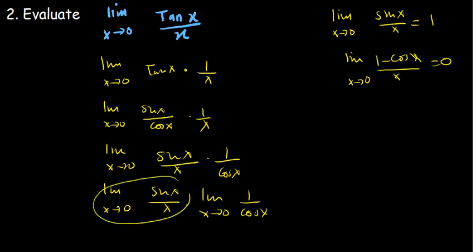And we know that this one is always equal to a 1. Now if we substitute where there is x, we put a 0. Cosine of 0 is a 1. 1 over 1 is a 1. So this limit is going to give us a 1.